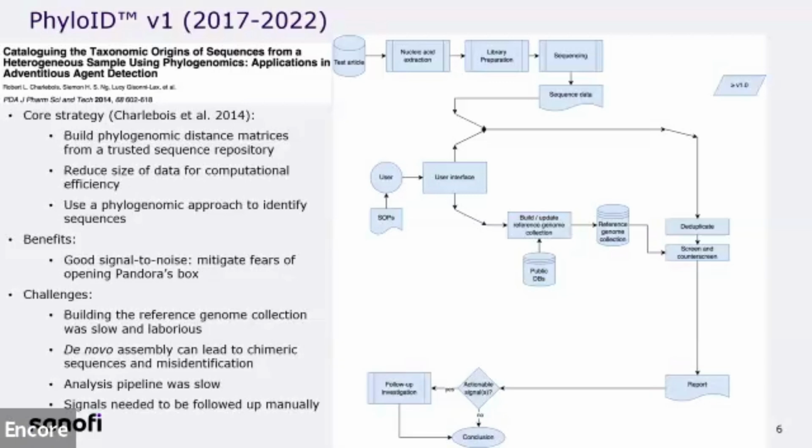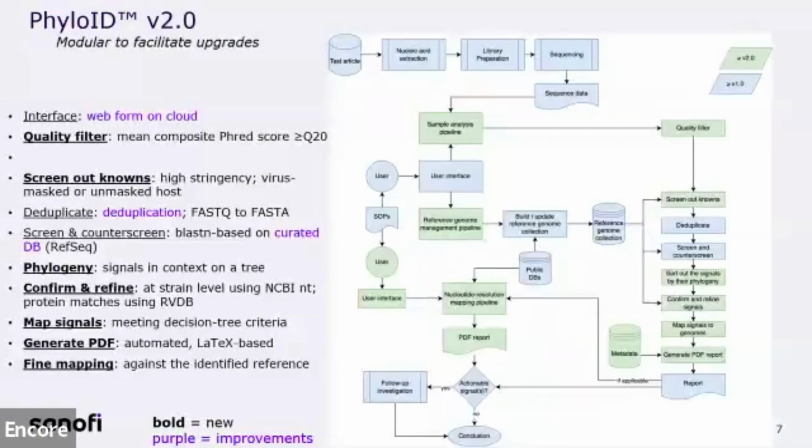And so this was in operation as a validated system from 2017 until 2022. PhyloID version 2.0 was a major upgrade. So you're seeing the flowchart is getting filled in quite a bit. What we added is in green. Some of the modules were new, the ones in green, and some of them were improved, which is in purple in the left part of the text.